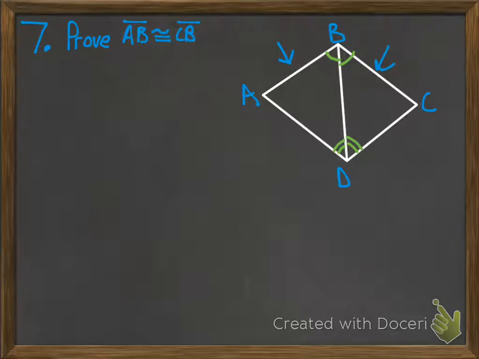Okay, number 7 is asking you to prove that segment AB is congruent to CB. So I have arrows pointing at AB and CB. To prove they're congruent, we need to prove these two triangles are congruent. Looking at these triangles, we have an angle right there, and we have an angle down here.